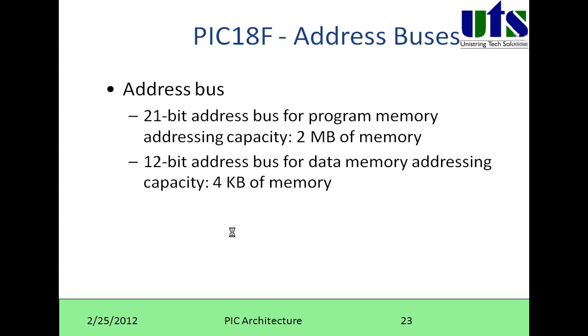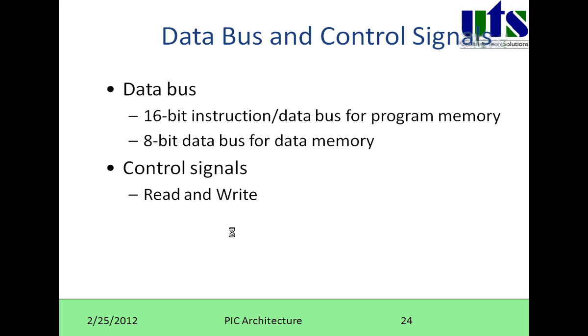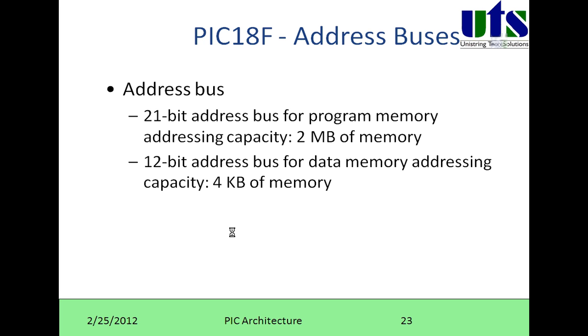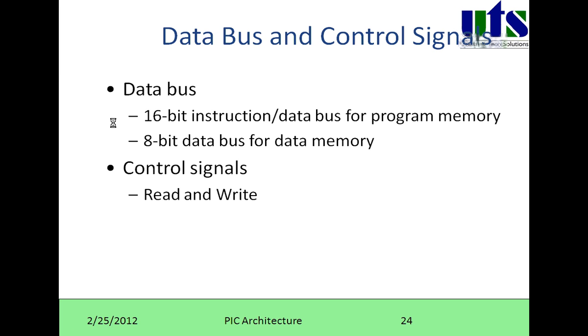So as we see now, with a 21-bit address bus, we can access 2 MB of memory. Among that we are accessing 32 KB of program memory. And for data memory, 4 KB of data memory with a 12-bit address bus. Okay, so these are the address buses. That means suppose some data is there, the address of where the data is stored, we take from the address bus, and the data we take from the data bus.